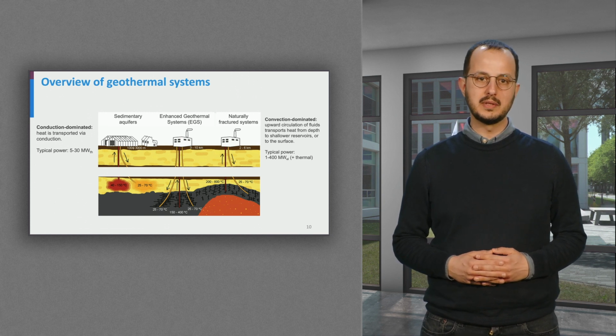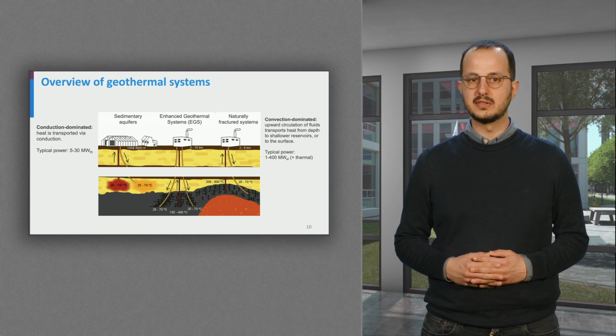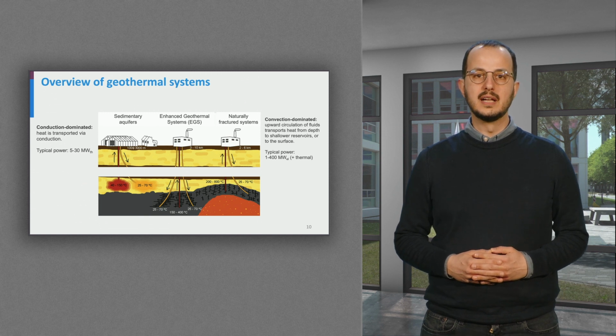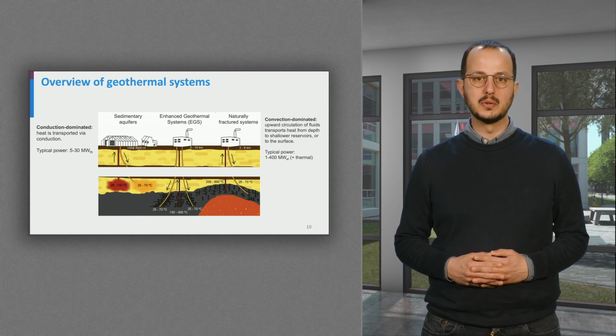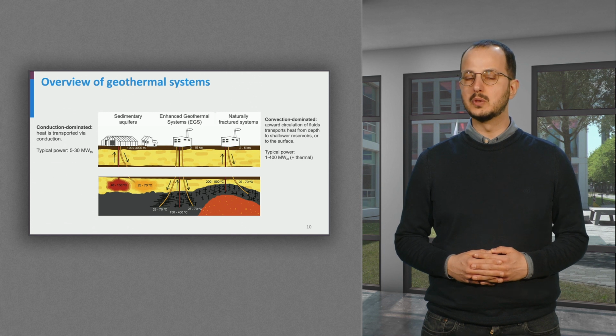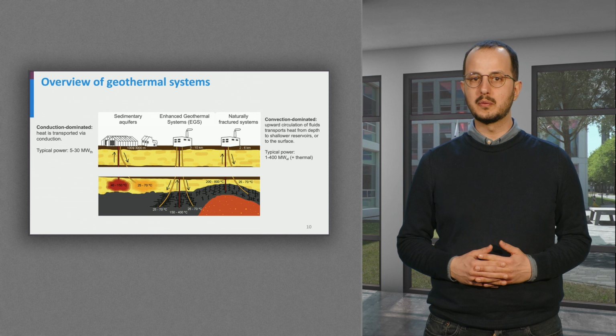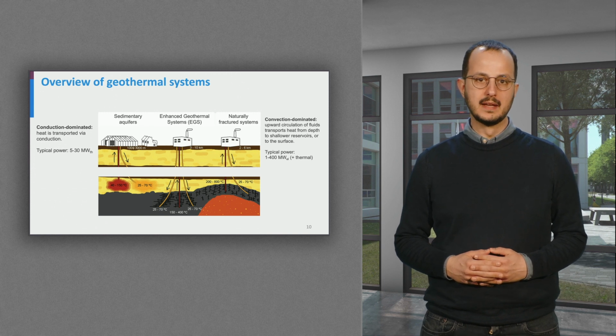In conduction-dominated systems, heat is only transferred via conduction. These systems are found in areas without tectonic activity. Systems like this are used to produce heat and are found in depths up to around 3 kilometers. The thermal power ranges between around 3 to 30 megawatts.